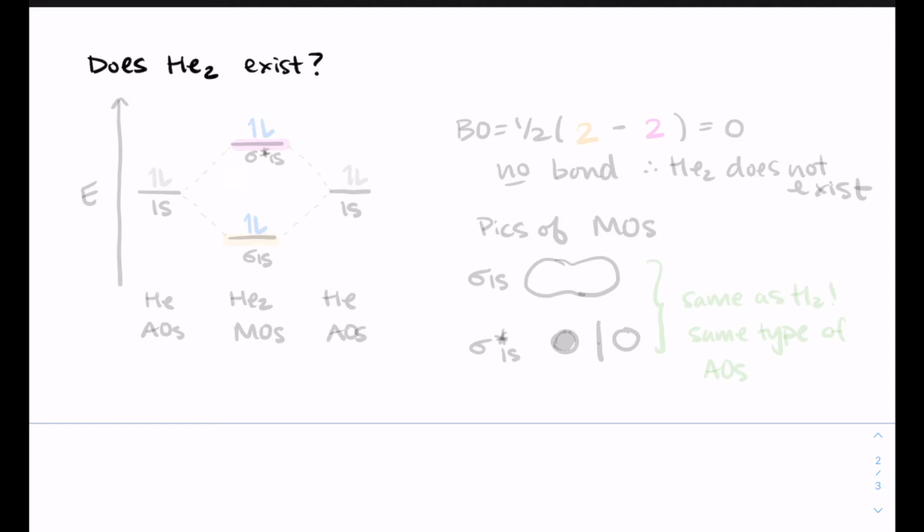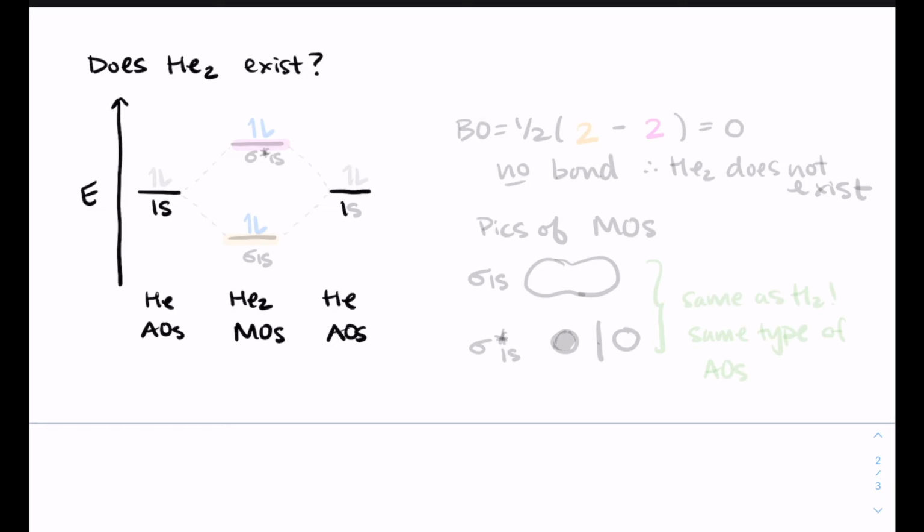So I have heliums in the outer columns, the left and the right, and I have He2 in the middle. So I've got my atomic orbitals on the outside, molecular orbitals in the middle. Each helium had a 1s orbital, and that 1s orbital had 2 electrons in it. So I've got my 1s for each helium. Those orbitals can interact constructively and give me a sigma 1s, or destructively and give me a sigma star 1s.